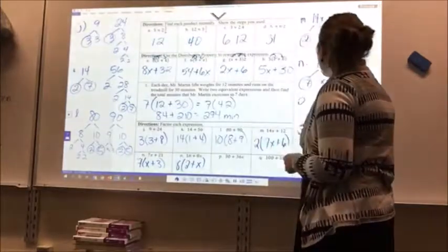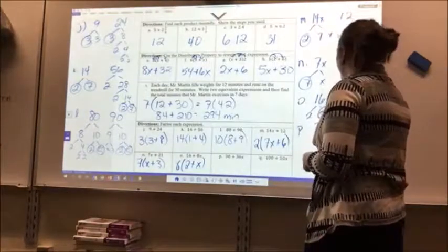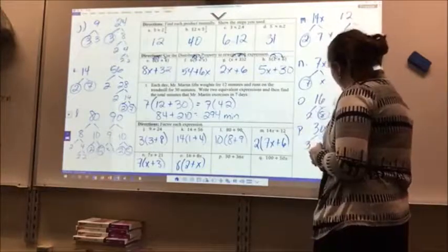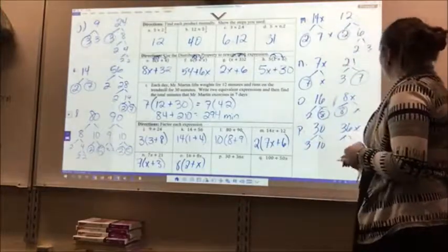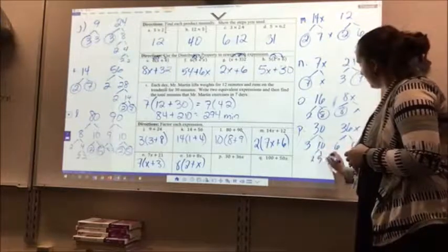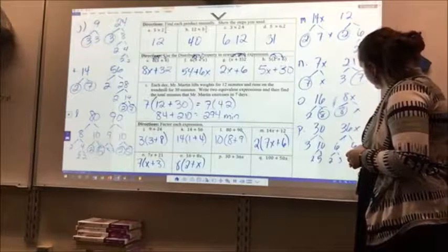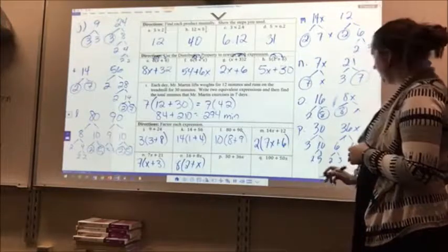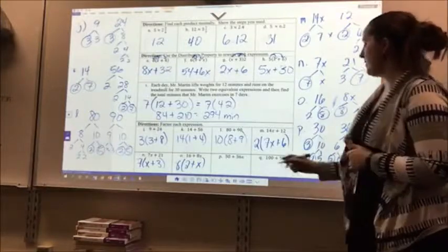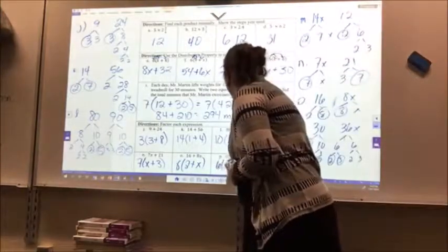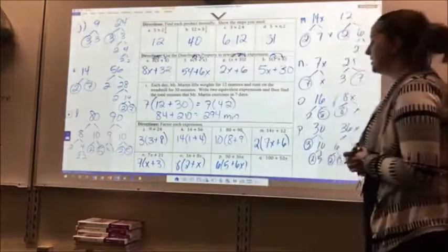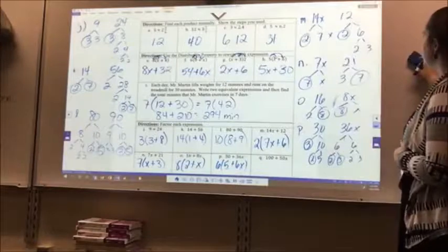For letter P, I have 30 and 36x. 30 is 3 and 10. 36, I can do 6 and 6. So they both have a 3 and a 2 in common, which is a 6. They both have 6 in common. So I'm left with 6 times the quantity 5 plus 6x.